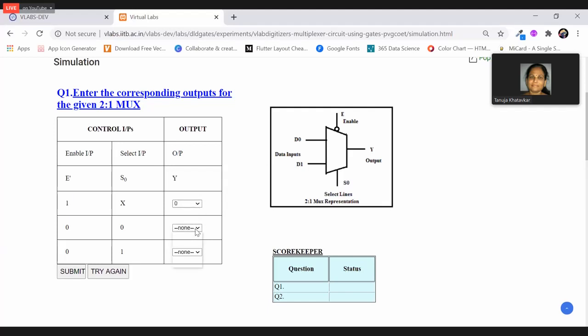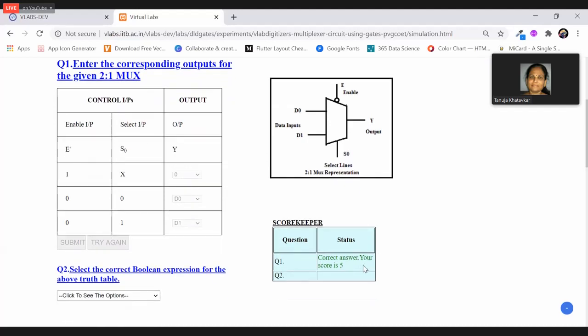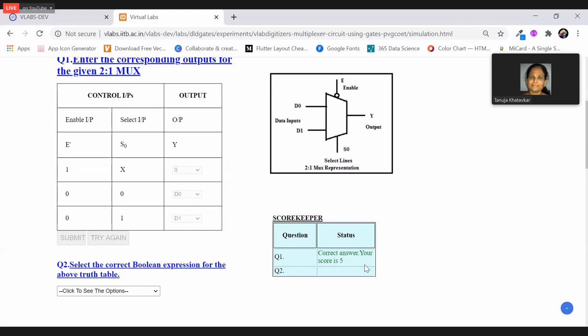So if enable bar is not enabled, obviously the output is going to be 0. And if it is 0, output is D0 and D1, and submit. On the right-hand side, he has the mux representation. Look at the scorekeeper there. The scorekeeper is telling you question 1 has scored, you've got 5 marks for it. Yes, can we go ahead?